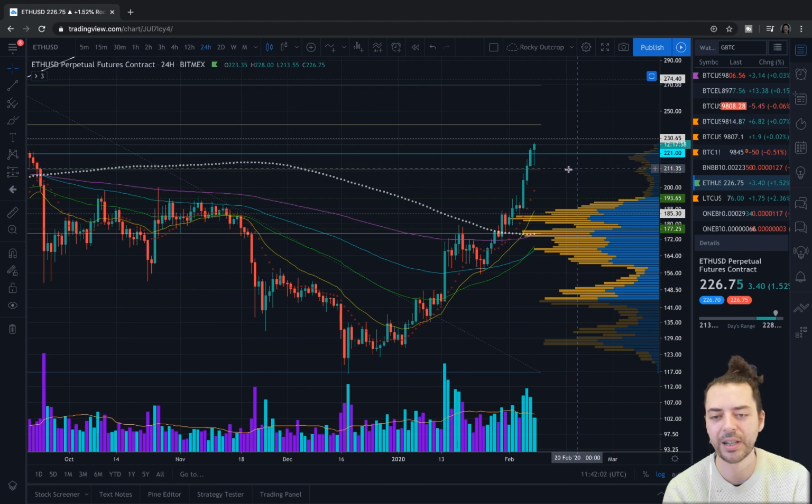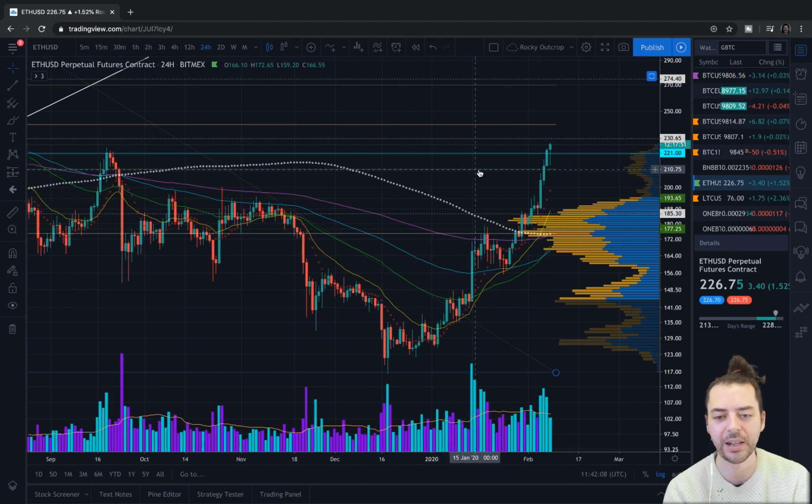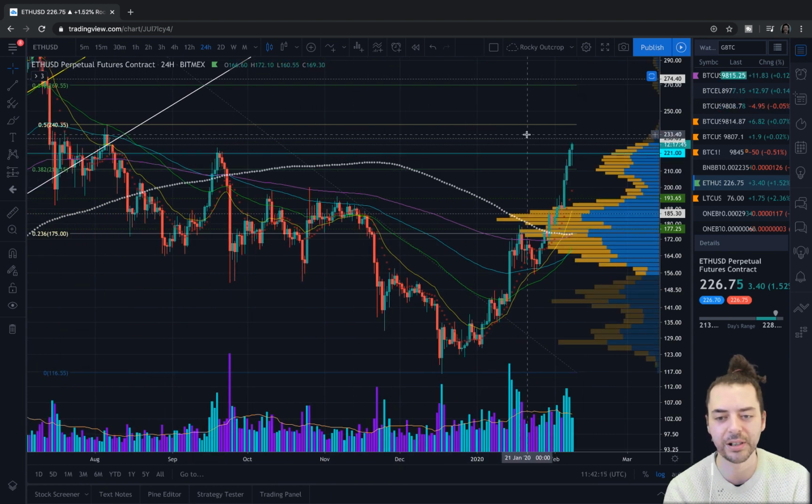I know the numbers are a bit silly here, but for something more solid, you've got 210, and the reason why is because the 382 Fibonacci retracement line is there. Of course, there's this very initial line here at 220, and that blue line's there for a reason. Let's leave it at that.